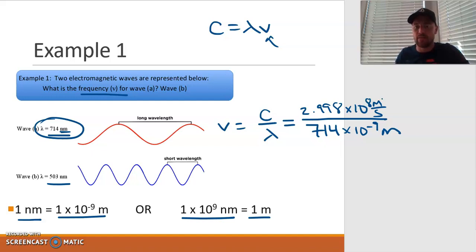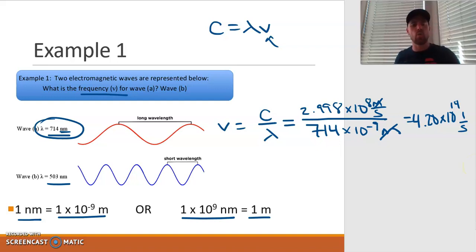So now when I divide, the meters will cancel, and I will end up in units of 1 over second, which is the same thing as hertz, which is my frequency. So let's solve. I'm going to plug this in as 2.998 E8 divided by 714 E negative 9. Make sure you do negative 9 and not the subtraction symbol 9. And if you calculated that correctly with 3 sig figs, looks like my answer is 4.20 times 10 to the 14th 1 over second, or you could just simply say hertz.